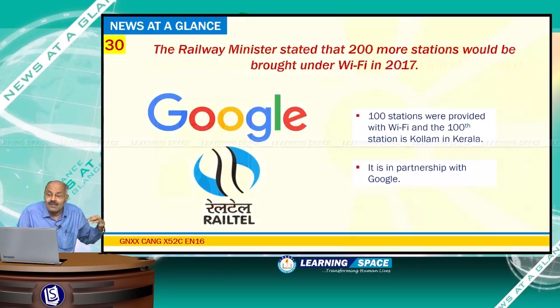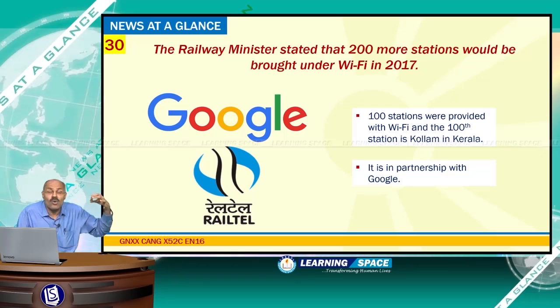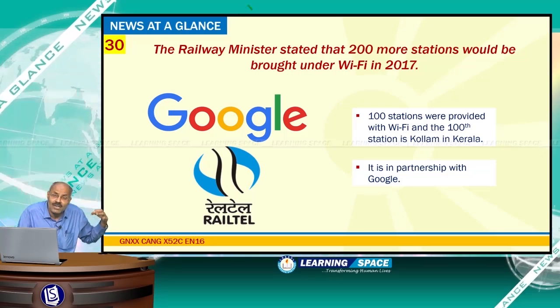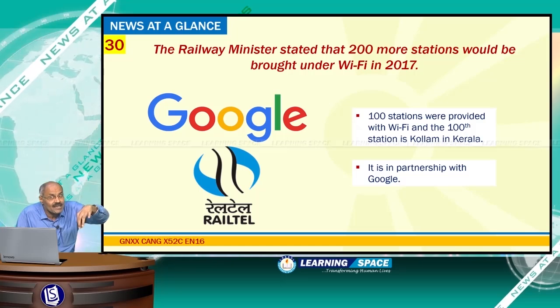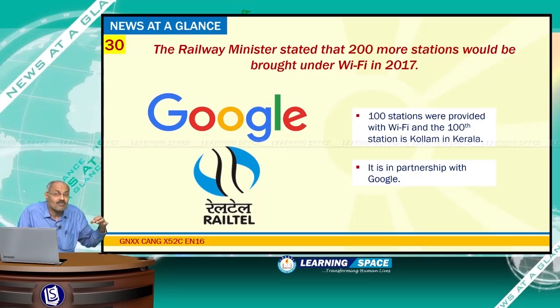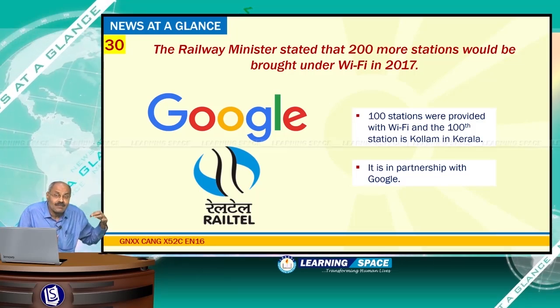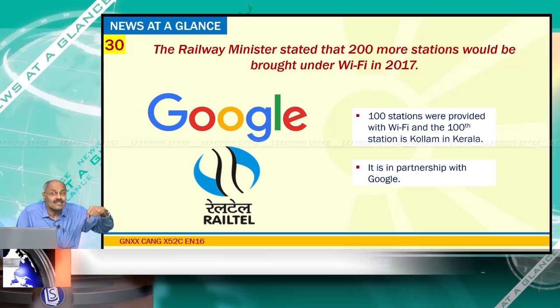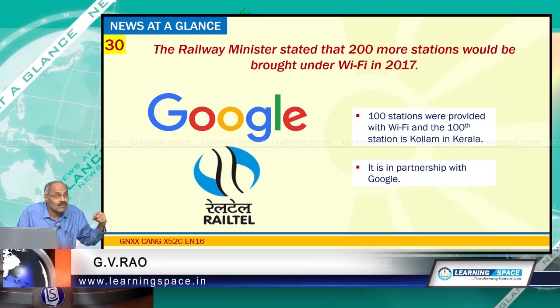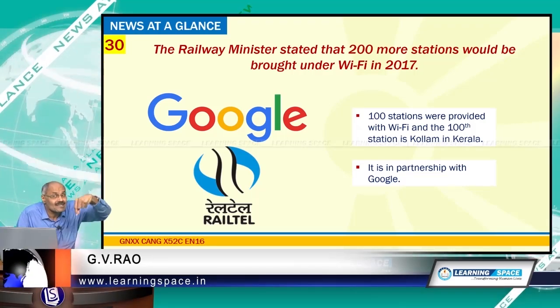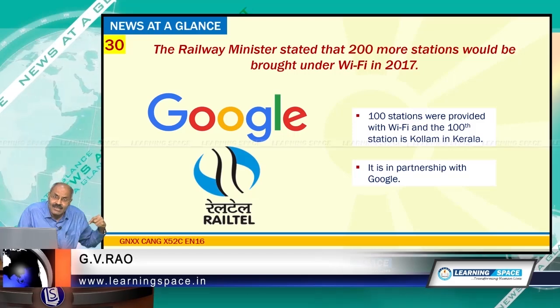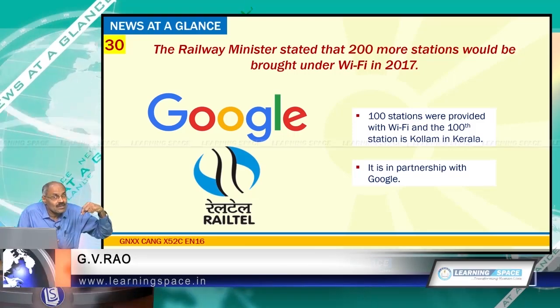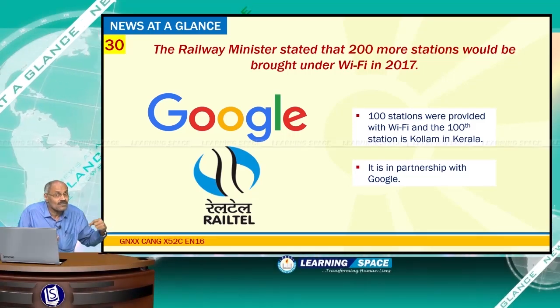And the last one, the railway minister stated that 200 more stations would be brought under Wi-Fi in 2017. And Kollam became the 100th station to get Wi-Fi, because the railway minister promised 100 Wi-Fi stations in 2016. Kollam in Kerala is the 100th station. Then this is being done in partnership with Google. Please don't forget these things.